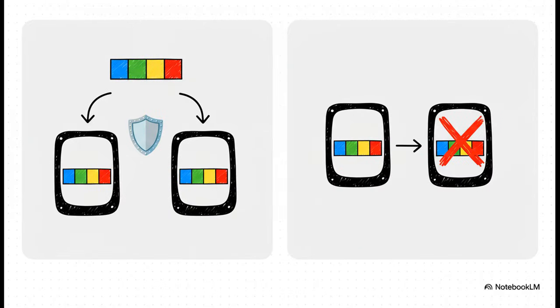Then you have the complete opposite, RAID 1, or mirroring. This is pure redundancy, all about safety. Everything you write to one drive gets instantly written to a second drive, creating a perfect real-time clone. If one drive dies, the other just keeps on working like nothing happened. No data loss. The only downside is cost, because you have to buy double the storage you actually get to use.